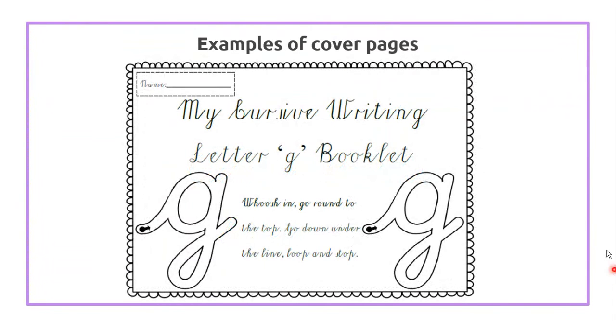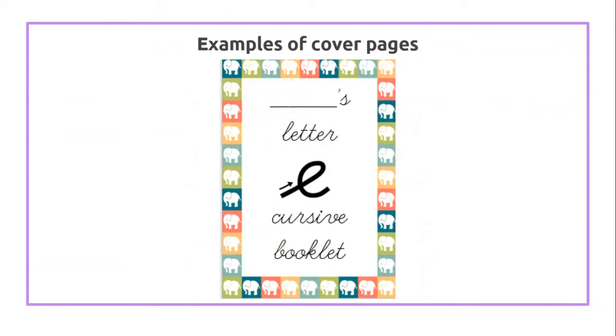Another idea is you've got a space for the name and it says My Cursive Writing, and there's actually a little rhyme that goes on the front. You can be as creative as you want to. Here's an example of an A4 one, so it doesn't have to be landscape, it can be portrait, and the students use a little colorful elephant border for the letter E for elephant.